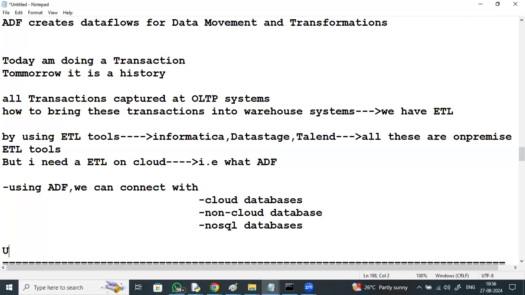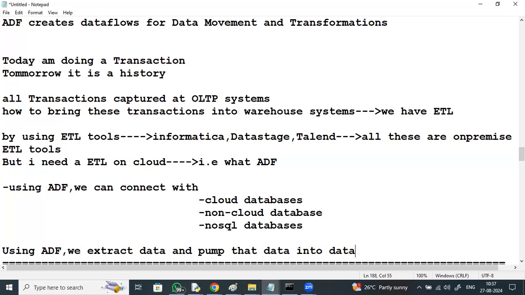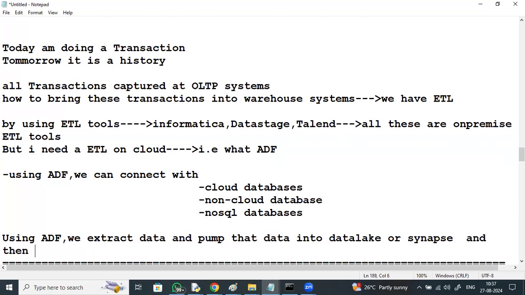Using ADF, we extract data and pump the data into, for example, data lake or Synapse, and then perform transformations.